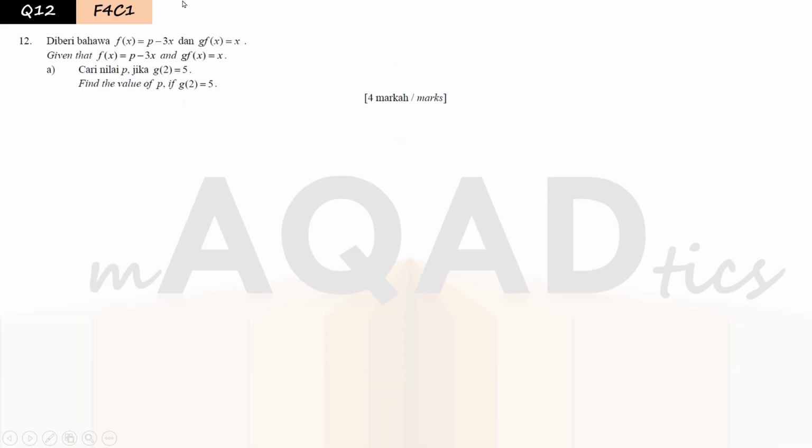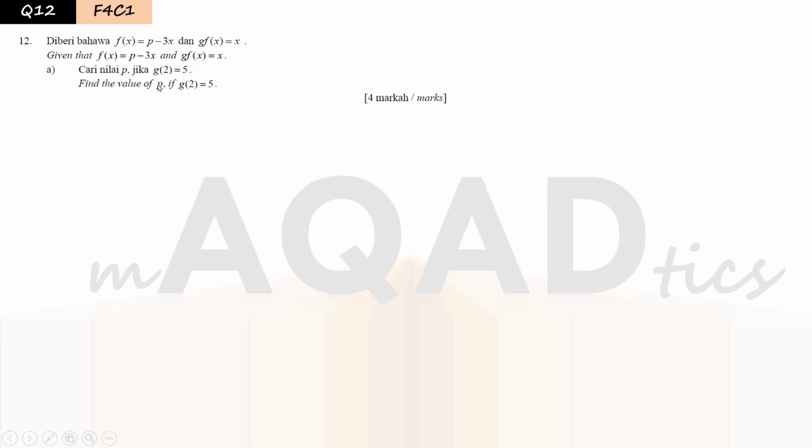And the last question for section A comes from functions. Here we have two kinds of functions. One is f of x equals p minus 3x, and the other one is a composite function: g f x equals x. In part A, we need to figure out the value of p inside f of x, given g of 2 equals 5.